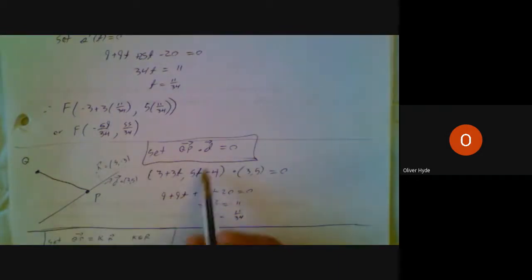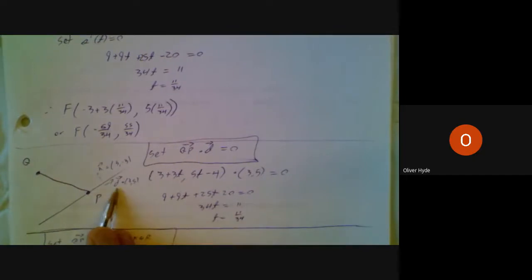Setting QP·d equal to 0, making sure that some general vector from a point off the line to a movable point on the line is perpendicular to the direction vector, is a pretty fast approach for getting the parameter that tells me the foot of the perpendicular. Maybe not the fastest way to get the distance, but a pretty fast way of getting the foot.